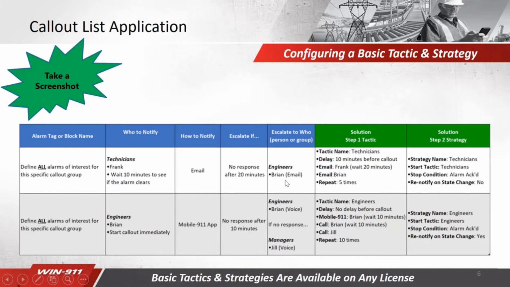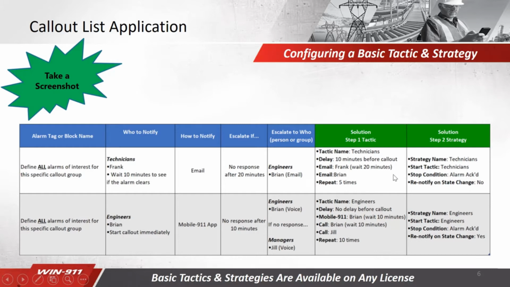So step one, we'll configure what's called our tactic. This is that call-out list. So the tactic will be named technicians. We'll wait 10 minutes before we're starting this to allow us to see if the alarm clears. Next, we'll email Frank. We'll delay 20 minutes, and then we can email Brian. We'll go through this loop 5 times of this email process.